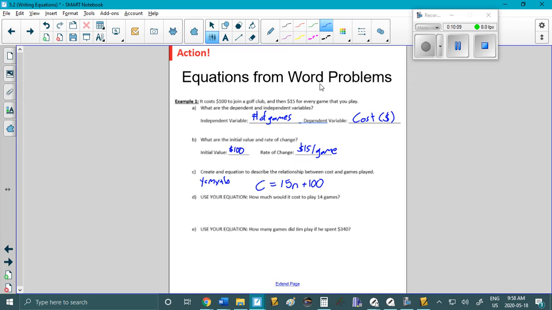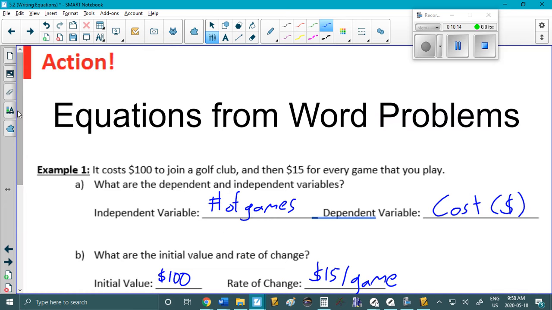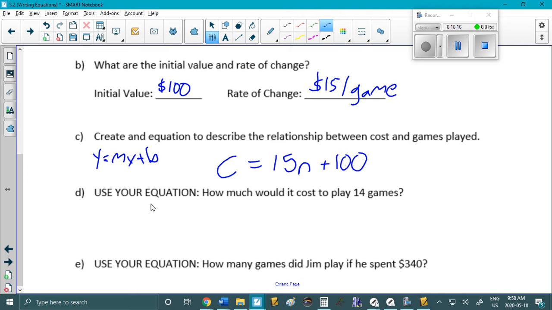Just like that. Now we're going to use the equation. So how much would it cost to play 14 games? So I rewrite my equation, and all you have to figure out here is 14 games, is that going to be our n or our c? So is this a cost or is this a number of games? Well, this is a number of games. So I take that number, the number of games in this case is 14, so I sub in 14.